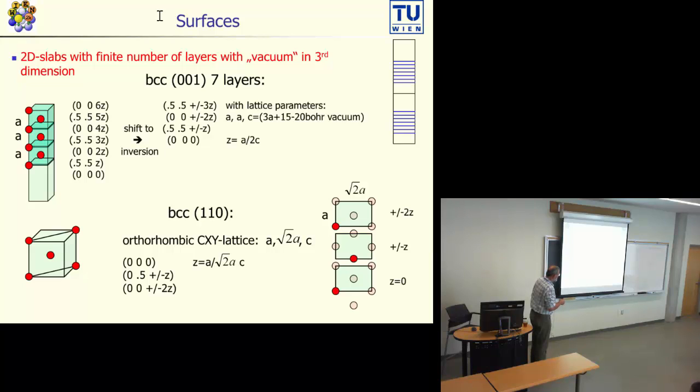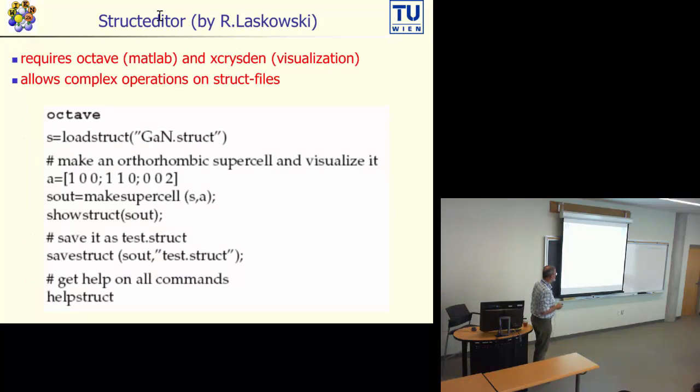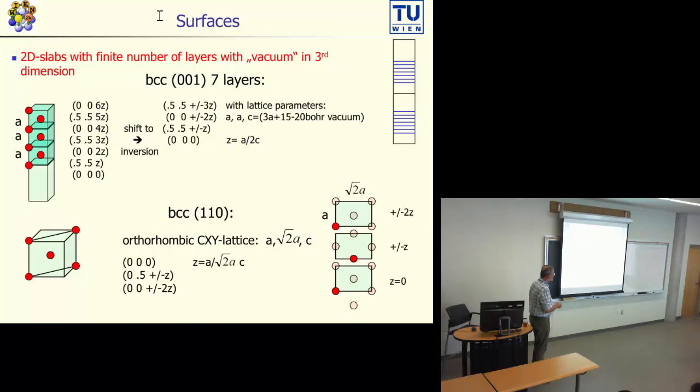Again, if you want to have a more complicated surface like the 110 surface, this cannot be created by the supercell program. You need the structure editor from Robert for this. It's very simple. There's a make surface command, similar, but there you can define a direction and it will create slabs perpendicular to the 110 direction, as you can see here.